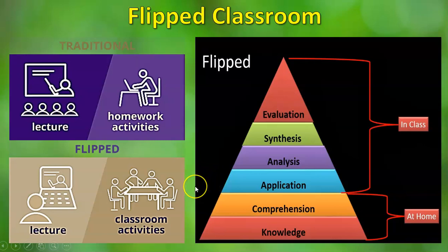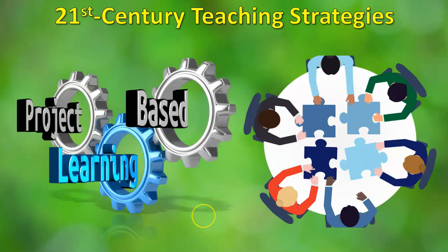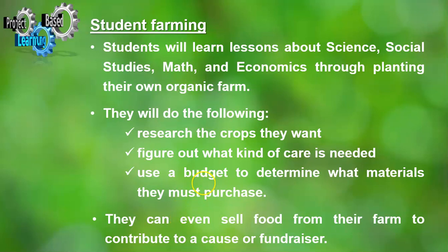Another teaching strategy for the 21st century is project-based learning. In this way, we are encouraging our students to engage in activities that will develop their communication skills, their critical thinking skills, their collaboration skills, and their innovativeness, their skills to solve a problem. An example is student farming. When you let your students do student farming, the students will actually learn lessons about science, social studies, math, and economics through planting their own organic farm.